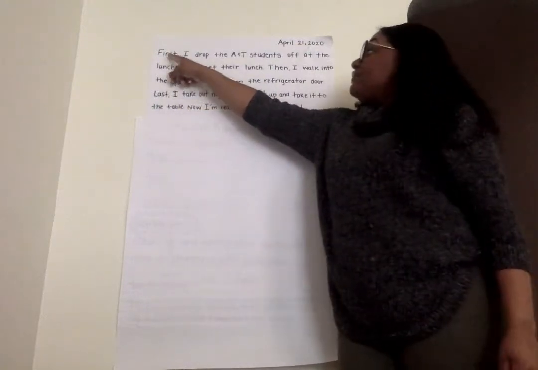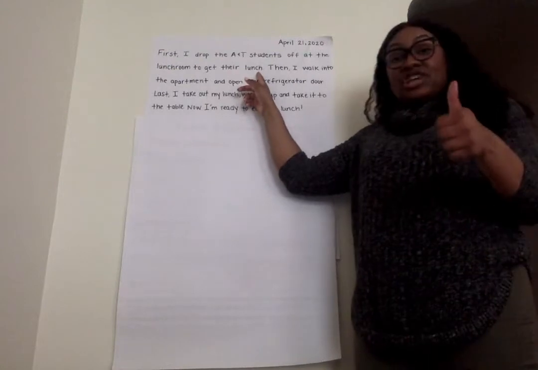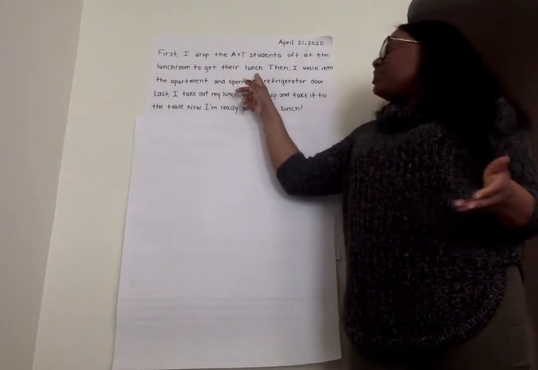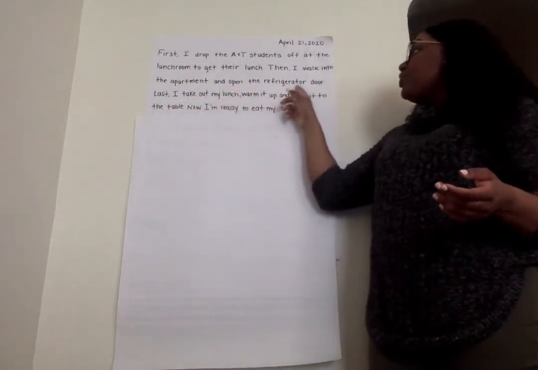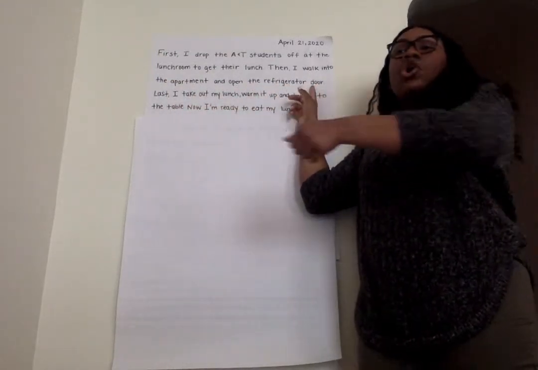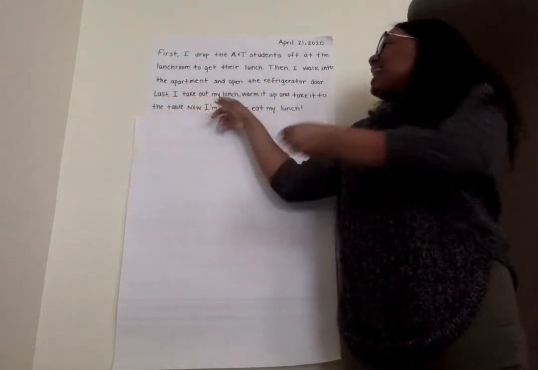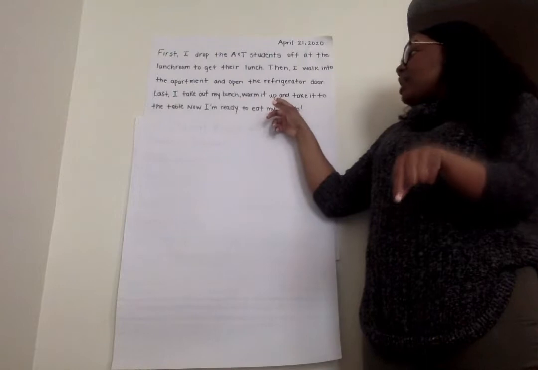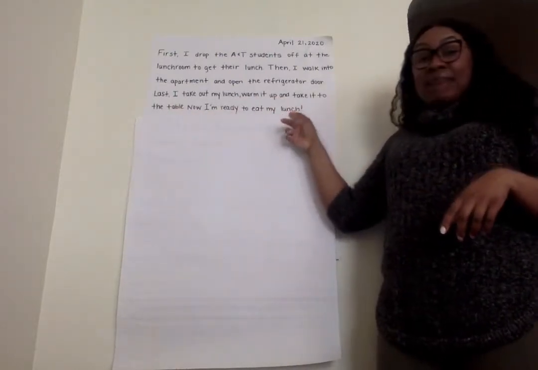I said, first, I drop the A and T students off at the lunchroom to get their lunch. Oh yeah, that's what I told you happens first in my story. Then, I walk into the apartment and open the refrigerator door. That's right, I have to open the door to even take my lunch out. That makes sense. Last, I take out my lunch, warm it up, and take it to the table. Now, I'm ready to eat my lunch.